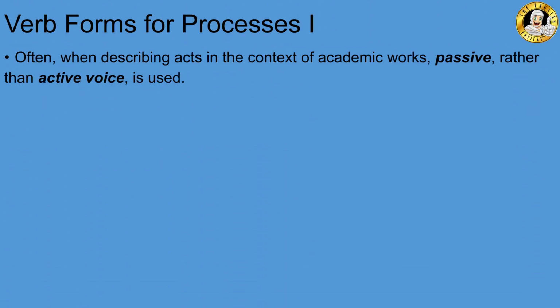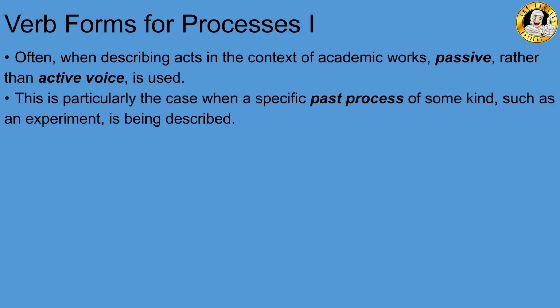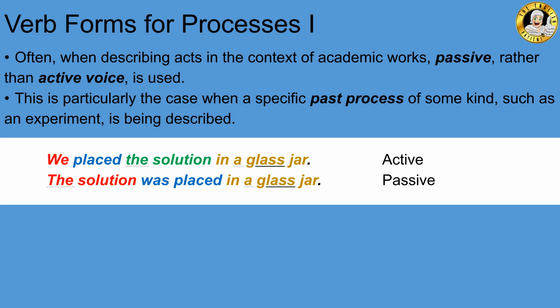Now, often when we are describing acts in the context of academic works, passive rather than active voice is used. Now, this is particularly the case when a specific past process of some kind, such as an experiment, is being described. And the reason for this is that there is a tendency not to want to place emphasis on the first person, such as I or we. We did it, I did it. No, that's not what's important. What's important is what was done. So we want to stress the importance of what was done rather than who did it.